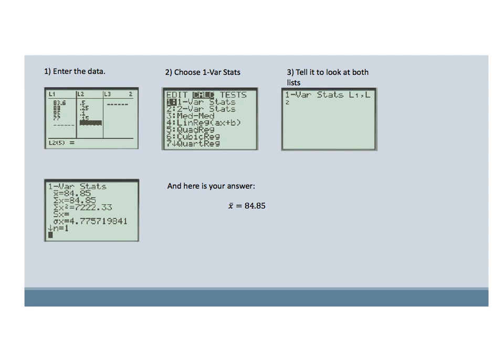X bar is my mean, so it tells me my average is 84.85. So see, it's much easier to do off the calculator. The only thing on the calculator is you got to remember to put your X values in L1 and your weights in L2.